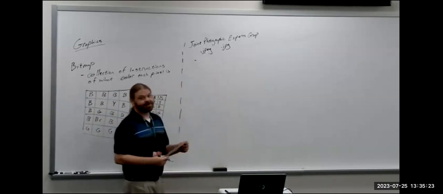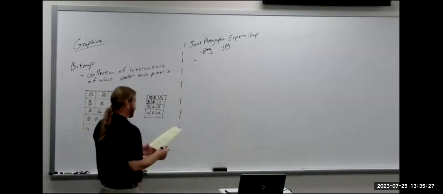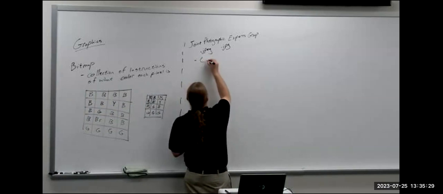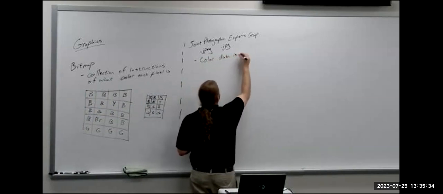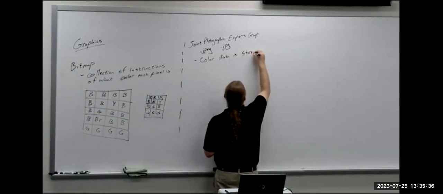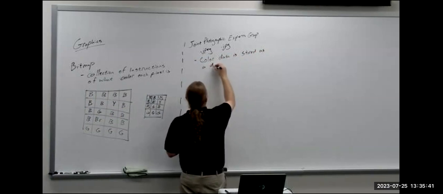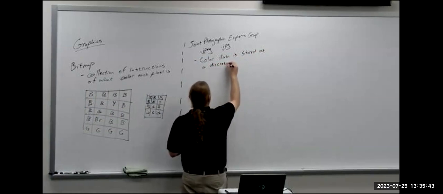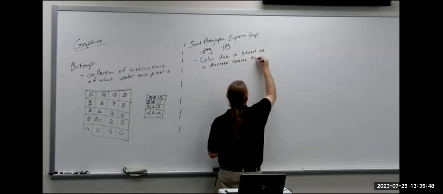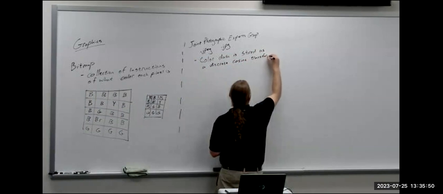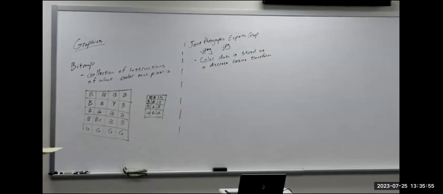This one has a bunch of big math terms, so I'll try to explain what's going on, but well, I'll write it out. Color data is stored as a discrete cosine transform. Those last 3 words come from high-level math classes.